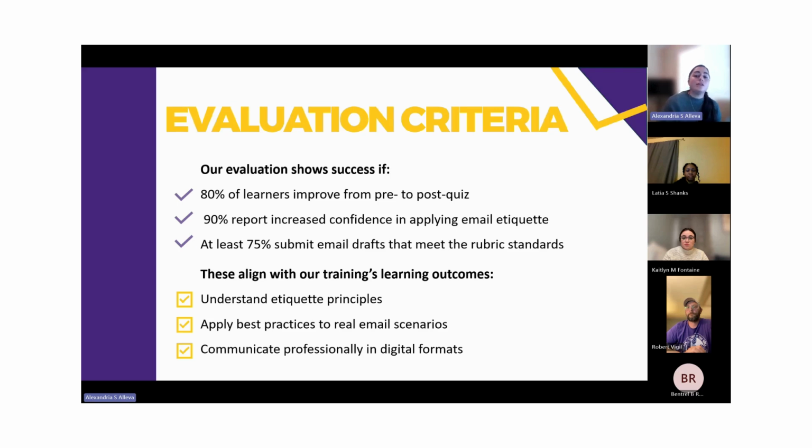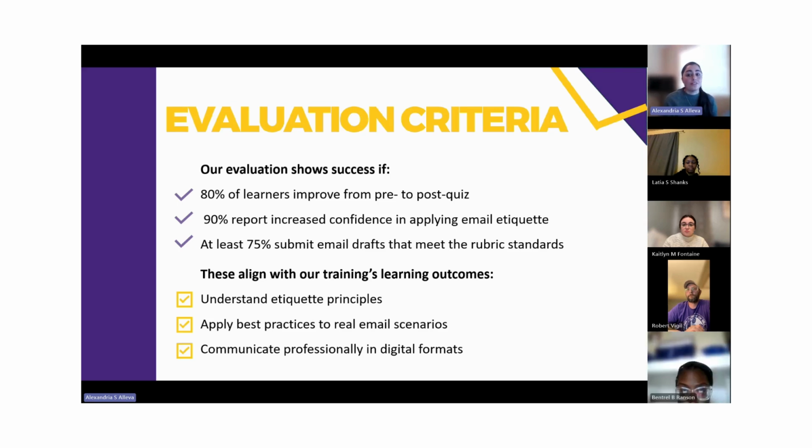We also want to see 90% of the students report higher confidence levels for the workshop, because confidence is a strong indicator that they're willing to apply the skills after they learn them. And then lastly, at least 75% of the people should meet the expectations of their drafted email assignment using the rubric. That tells us that they actually put it into action. So these success markers directly connect back to the learning objectives, and they really help ensure us that we're supporting adult learners and building real world digital communication skills.